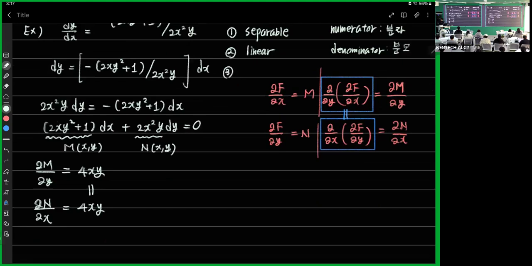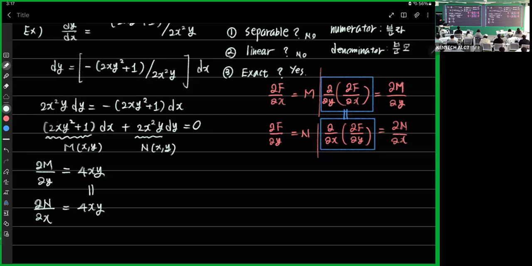Third one, is that exact? Is it separable? No. Linear? No. Exact? Yes. Okay. So now we're going to learn more types, other types than separable, linear, and exact.